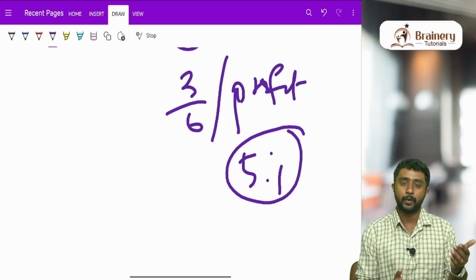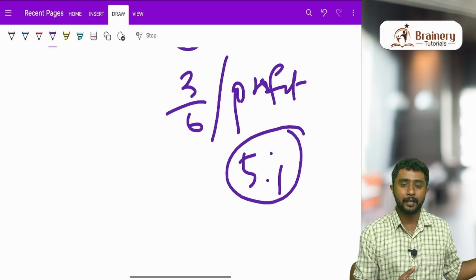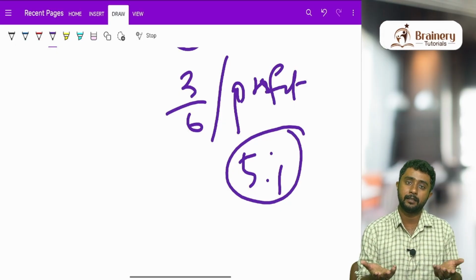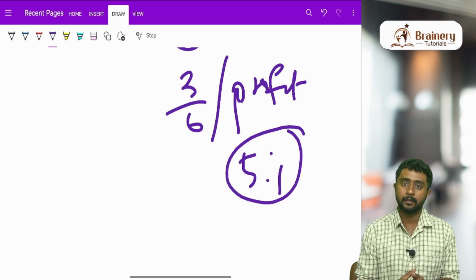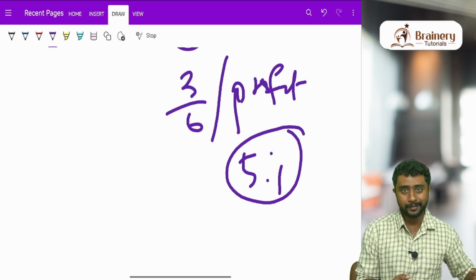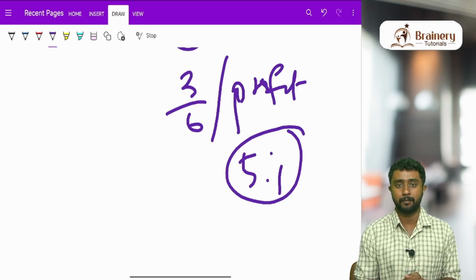Second situation was when a new person comes into the business, the ratio in which the existing partners share the profit changes because one person is coming in. Third situation was among the already existing partners, 1 or 2 decides to leave the business. That is called retirement of a partner.